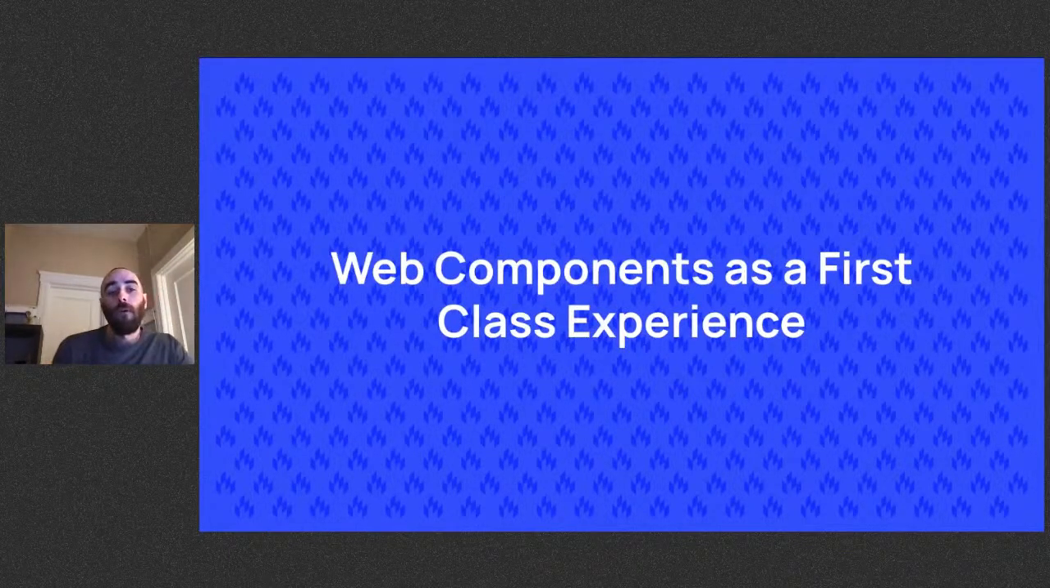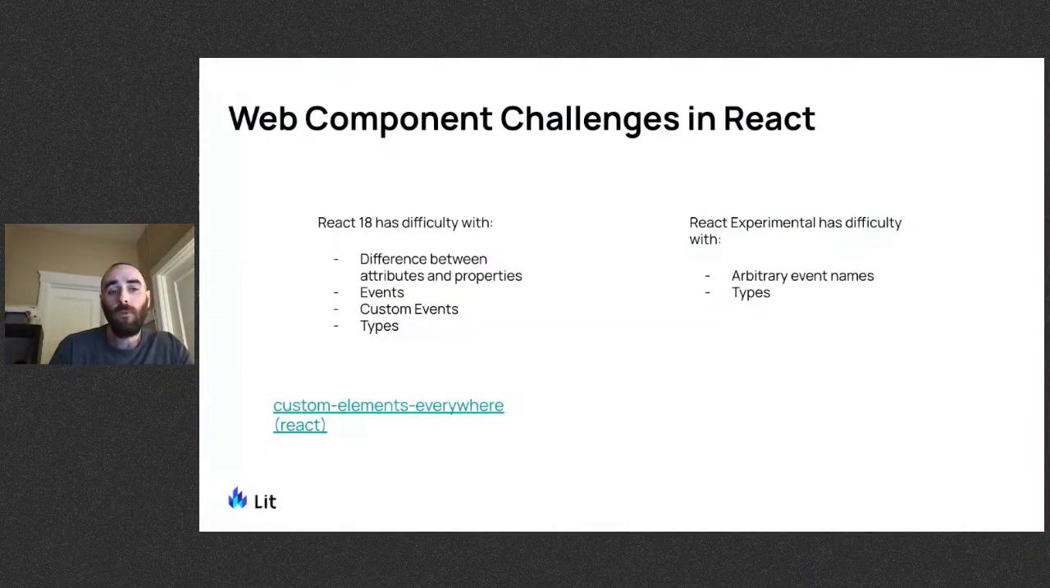And that means treating web components as a first-class experience. What that means is we want to give both the web component developer and the React developer the ability to share their web components and use them in React. Currently, React has some difficulties discerning differences between attributes and properties. Our web component wrapper will interrogate a web component for properties and then set them as properties, not attributes, when React updates properties.